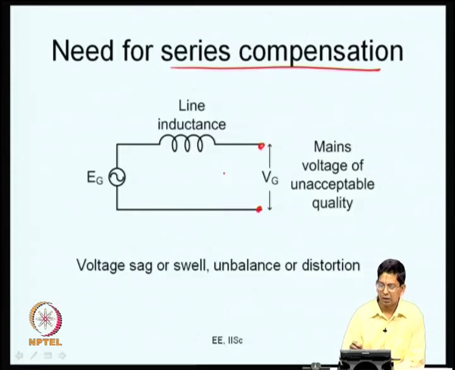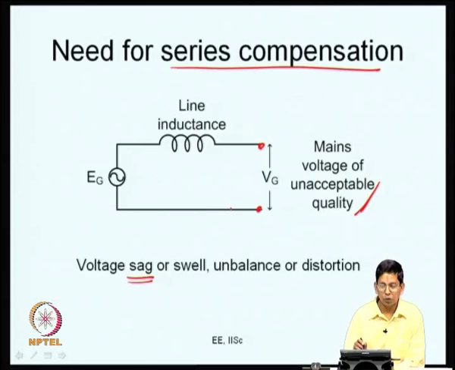Now, let us say this mains voltage is not of acceptable quality. What do we mean by unacceptable quality? Maybe there could be a voltage sag, that is, you may have a sinusoidal voltage there, but it may not be the voltage that is expected. If you expect 230 volts, it could be just 190 volts or 200 volts. This sag could stay on for a short while or a longer while. So, this is a voltage sag.